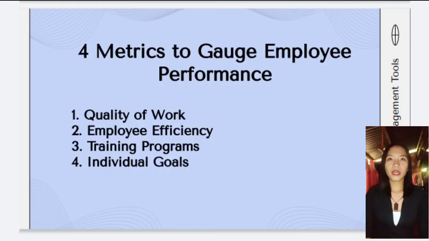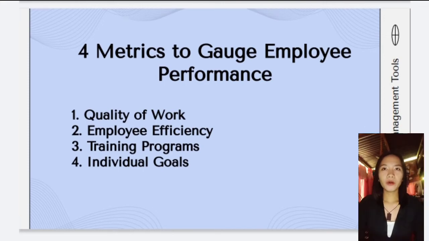4 metrics to gauge employee performance. Number 1, quality of work. Number 2, employee efficiency. Number 3, training programs. And number 4, individual goals. Number 1, quality of work. Quality trumps quantity, especially when you consider employee productivity.